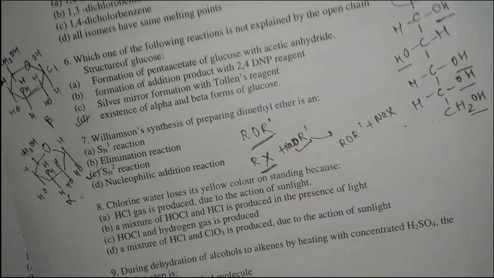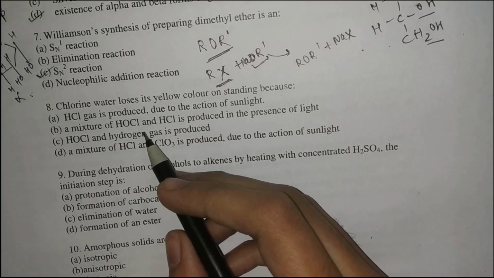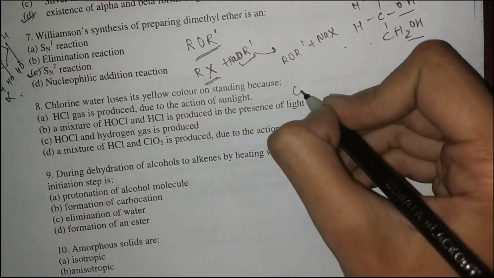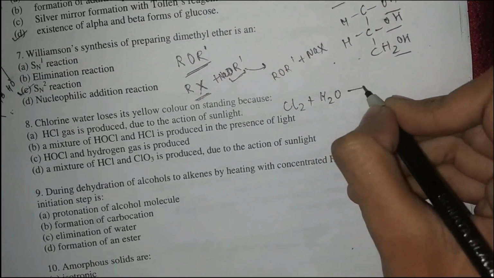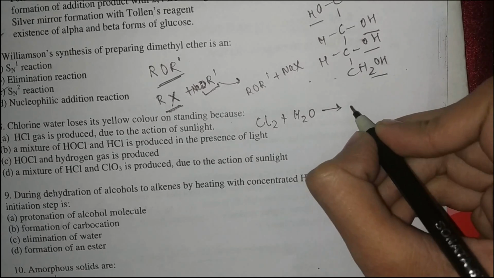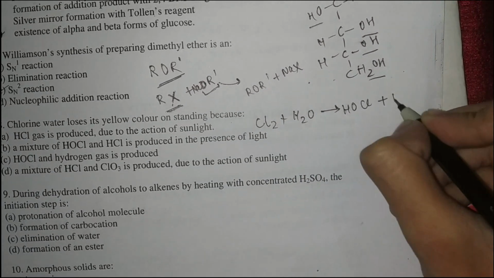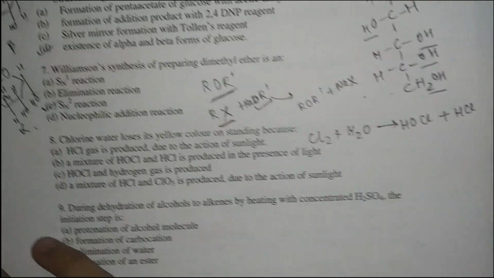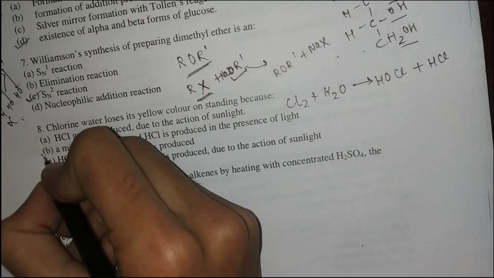The next question is, chlorine water loses its yellow color on standing because. Why does chlorine water lose its color? This is the reaction that takes place. Chlorine water on standing, that is in the presence of light, forms hypochlorous acid and HCl. So a mixture of HOCl and HCl is produced in the presence of light, and this is the right answer.